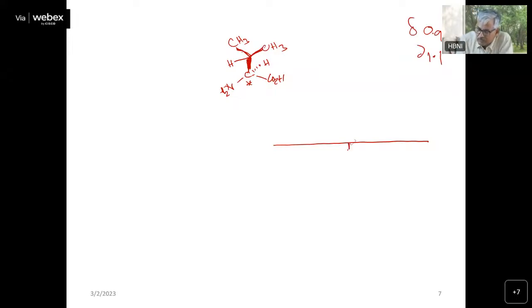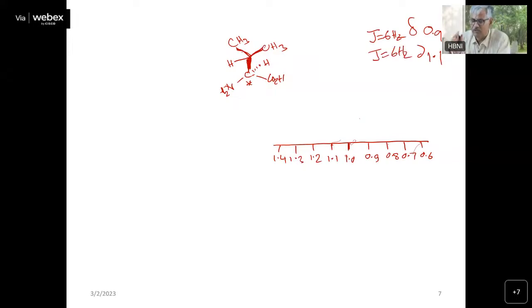Now let us write this axis: 1.0, 0.9, 0.8, 0.7, 0.6, and similarly on this side 1.1, 1.2, 1.3, and 1.4. Let us say this comes with J equal to 6 hertz. For both, let us assume J is equal to 6 hertz. This is for your understanding. Assume that this methyl is coupled to this hydrogen, so we get a doublet. For the time being, we are not considering the coupling with the other methyl. Just this one is coupled to this hydrogen.